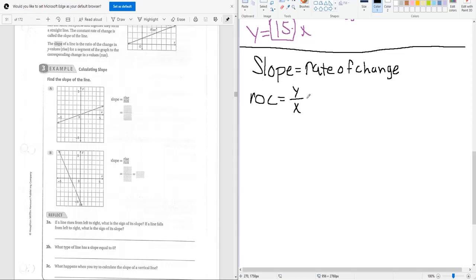Now, y in graphing is your up and down movement, right? This is what's known as your rise. It's your up and down. Your x is your left and right movement on the graph. Your x-axis, that's your left and right movement. This is known as your run. So your slope, which is the same as rate of change, is known as rise over run.